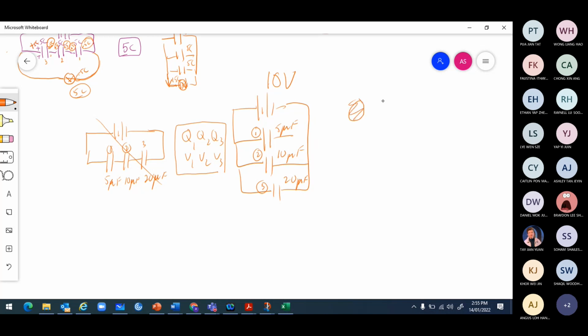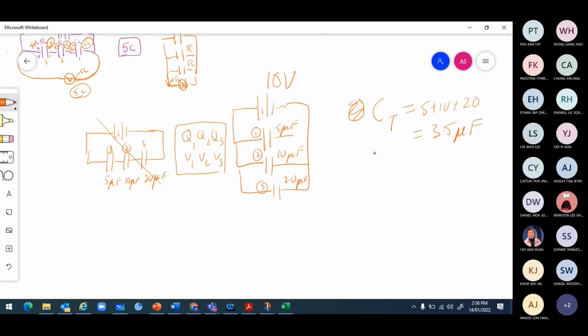Okay, sorry, total capacitance. The first thing you need to find is the total capacitance, always. In this case, what is the total capacitance of the circuit? So 5 plus 10 plus 20. The total capacitance is 35 microfarad. Capacitance in parallel is added.